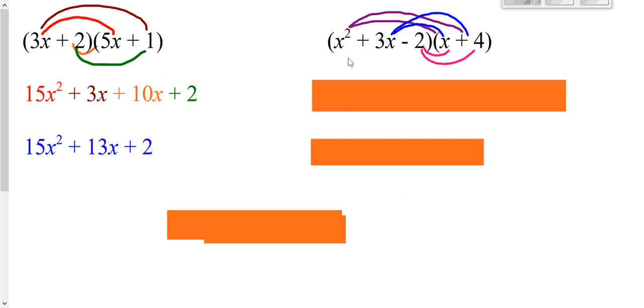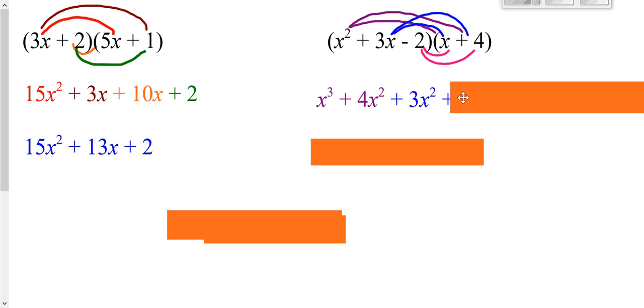Over here, 3 terms, trinomial times 2 terms of binomial. So take that x squared times each one in the second, x squared times x squared, times 4. Then take your 3x times each one, 3x times x, 3x times 4. Then take that negative 2 times each one, negative 2 times x, negative 2 times 4.